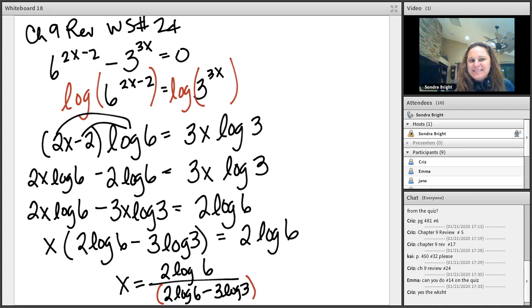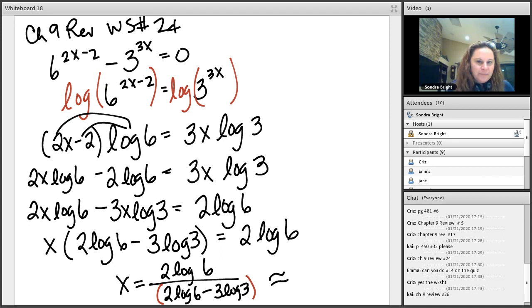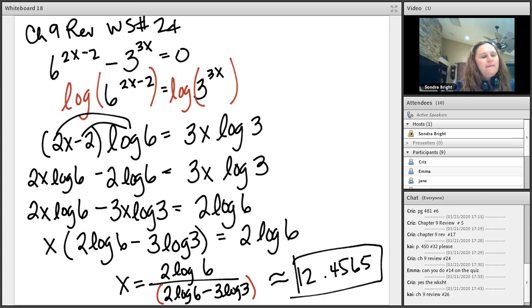You could have cleaned this up too, using properties of logarithms. You could have put the 2 back onto the 6 so that it's a 36. Same thing with down below, and a 27. You could have combined it anyway, but when you put this in your calculator, you should end up with 12.4565. You should get that.